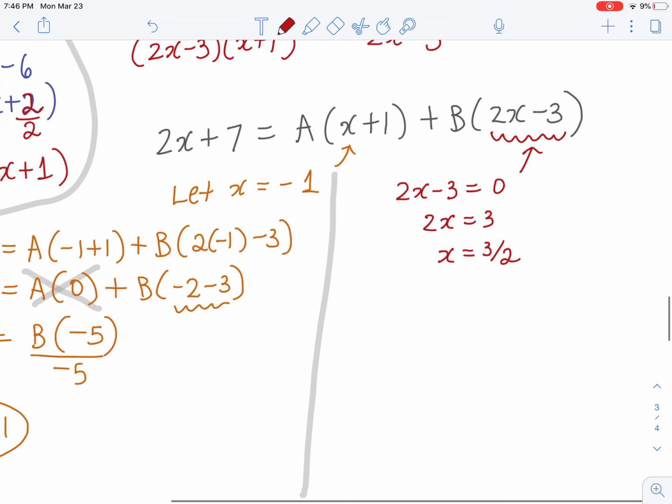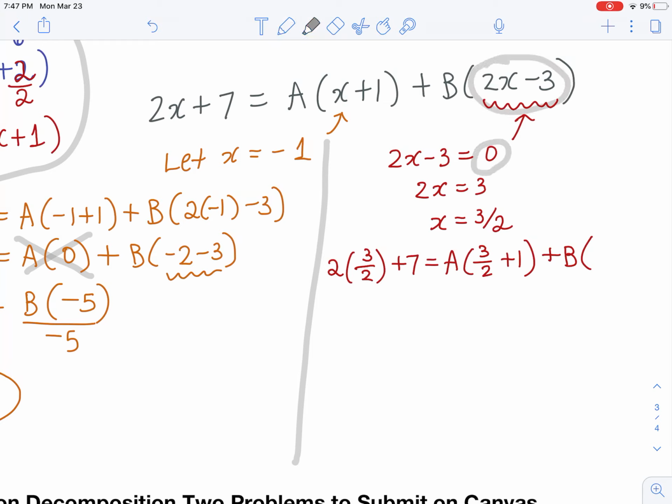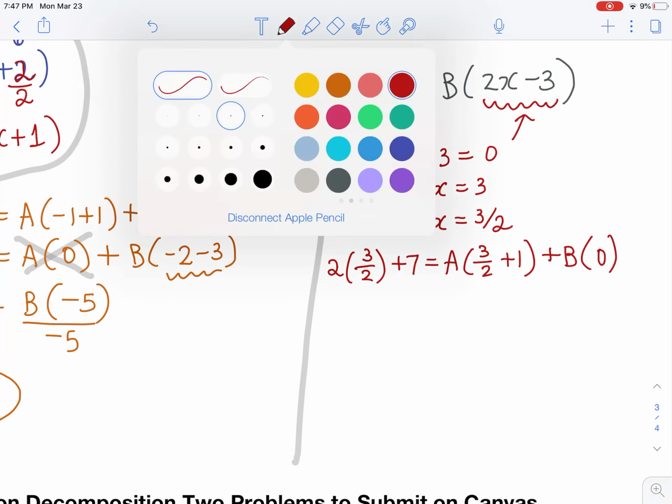Okay, so let's plug in 3 over 2 everywhere we see x. 2 times 3 over 2 plus 7 equals a times 3 over 2 plus 1 plus b times. Now really, I don't need to write all that work down. What should be the number in this parenthesis? That will just be 0, right? That's how we got that number 3/2 there. So put the 0 there. We know that one's going to go to 0.